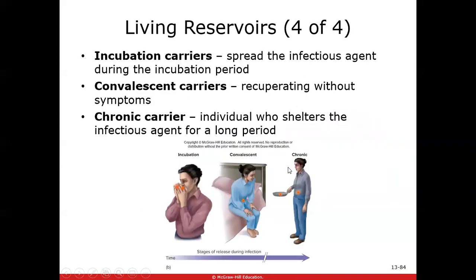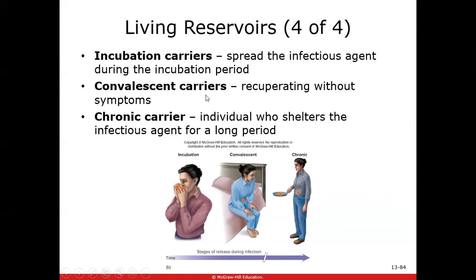Then you can have incubation carriers. So remember we talked about incubation? This is where someone has a microorganism, but they really have limited signs or symptoms. So the spread of infectious agents during the incubation period, they can still spread it.